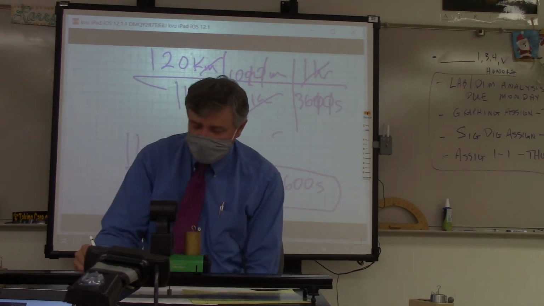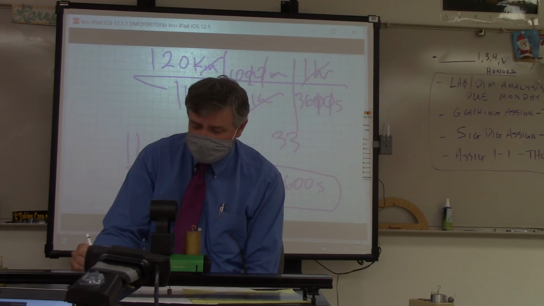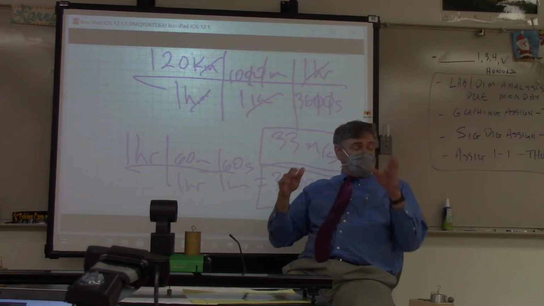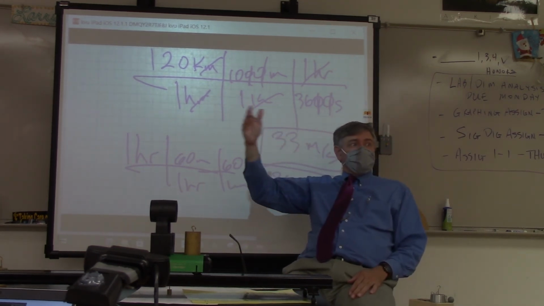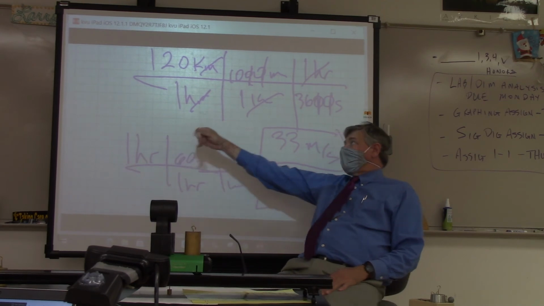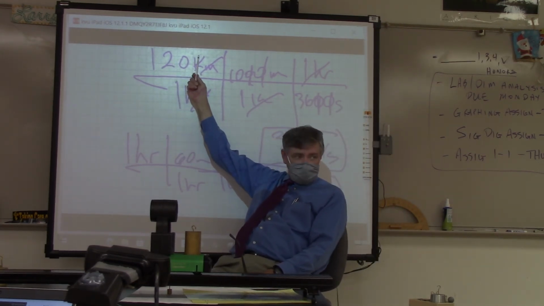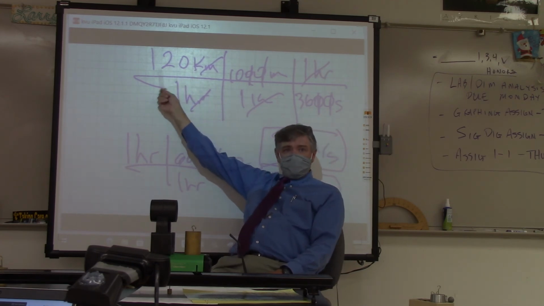So 33.3, and she gets 33 repeating 3, but I'm only going to write that as 33. And the only reason I'm going to put this as 33, technically your calculator is going to say it's 33.3333333. Well, written like this, as 120, there isn't a decimal place. This only has 2 significant digits.